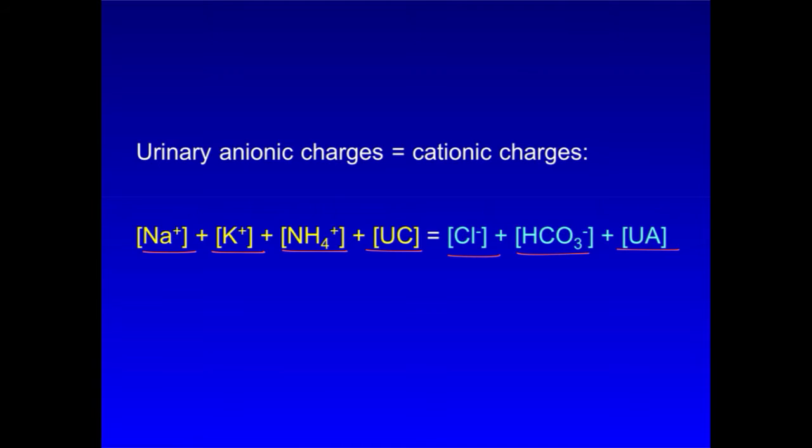In other words, in the urine, the electrochemical balance can be expressed by saying that the concentrations in milliequivalents per liter of sodium plus potassium plus ammonium plus unmeasured cations equal the concentrations of chloride plus bicarbonate plus unmeasured anions.